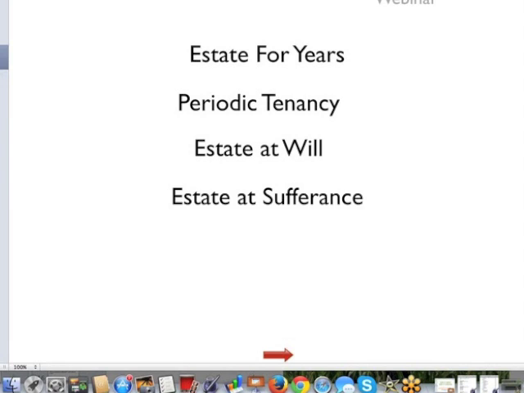Let me give you a more regular term for estate at sufferance. You ever heard the term a deadbeat tenant? Yes. That's estate at sufferance, the landlord suffering.